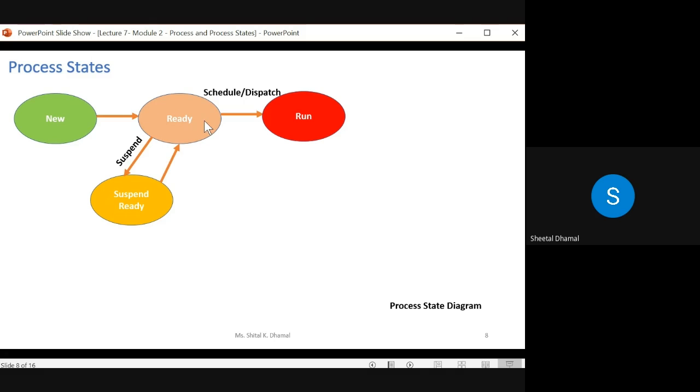Okay, because now one of the processes is moved from ready to run. Because of that, the process which is residing in the suspend ready state will get shifted into the ready queue. So this is called resume. That is when the process is ready to execute.